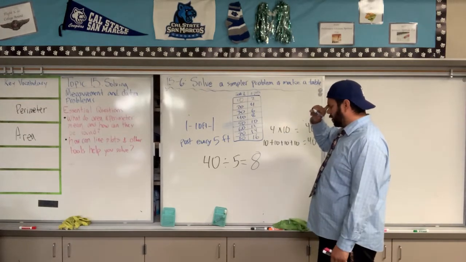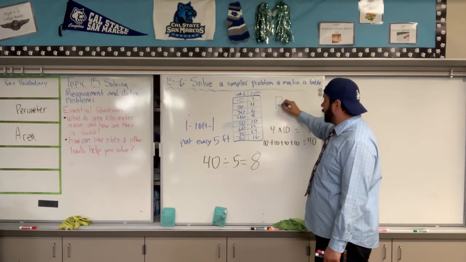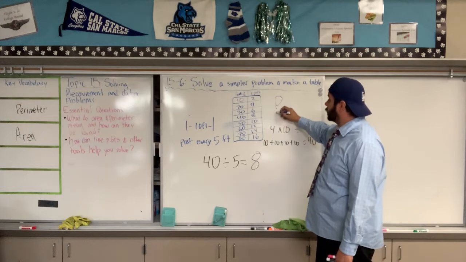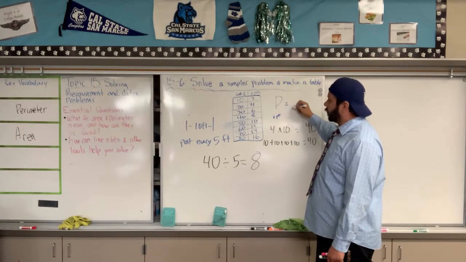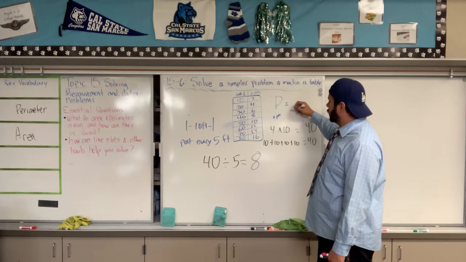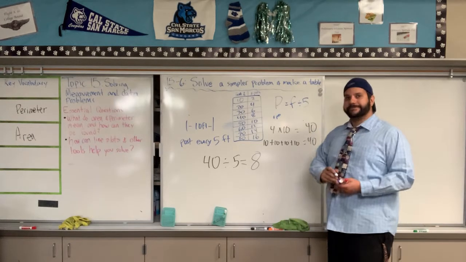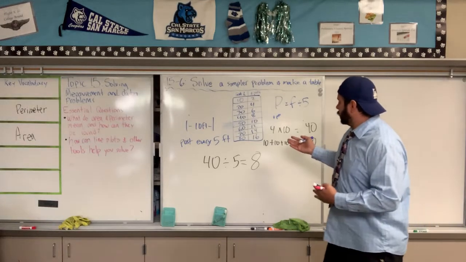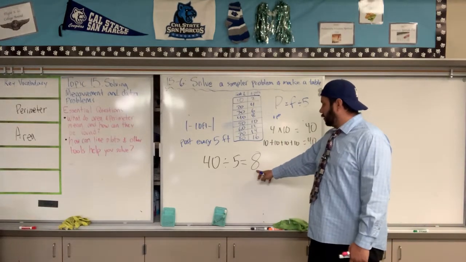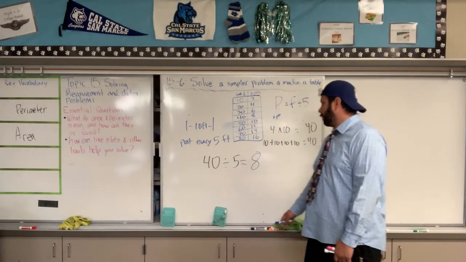Okay. So P, that's going to be my number of posts. Number of posts equals feet divided by 5. So the number of posts equals total footage divided by 5.